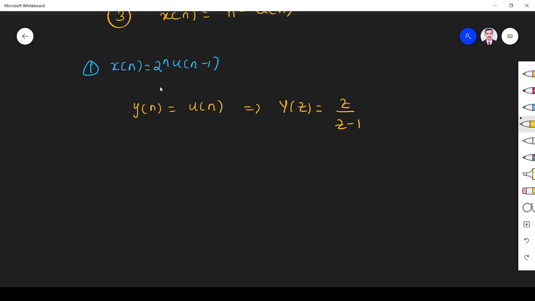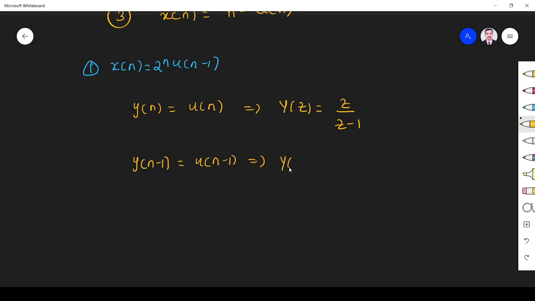Okay. So now what I have to find is u of n minus 1, its Z transform. U of n minus 1 is nothing but y of n minus 1. Yes or no? n is replaced by n minus 1, so y of n minus 1. So what is happening here? Here n is shifted by k units.